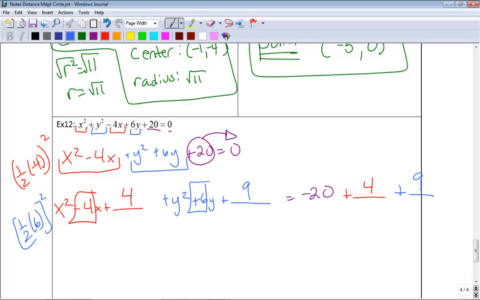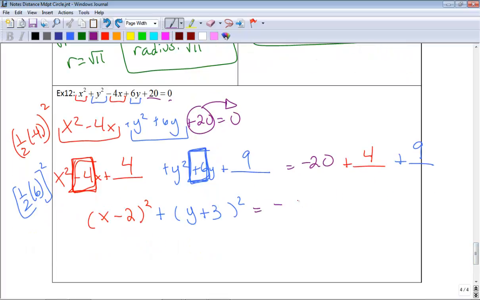Factor the left-hand side. So this is going to factor as something squared. What's going to be the variable, and then whatever half of negative 4 is. Well, half of negative 4 is negative 2. Over here, I have something squared. It's going to be the variable, and then whatever half of 6 is. Well, half of 6 is a positive 3, equals the right-hand side. So negative 20 plus 4 plus 9 is a negative 7.